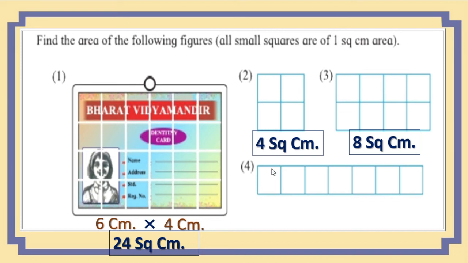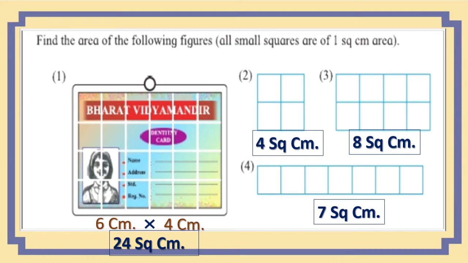Okay. So here how many? 1, 2, 3, 4, 5, 6, 7 squares are there. Length 7 centimeter and breadth 1 centimeter. Only single line. So 7 ones are 7 square centimeter is the answer. I hope you understood about the area. Am I right?